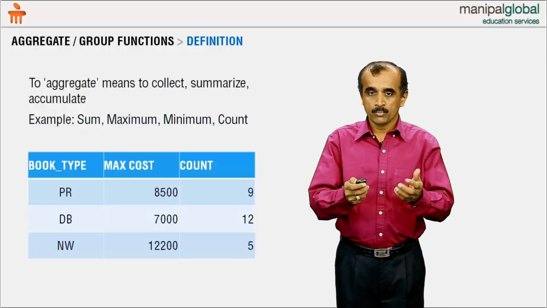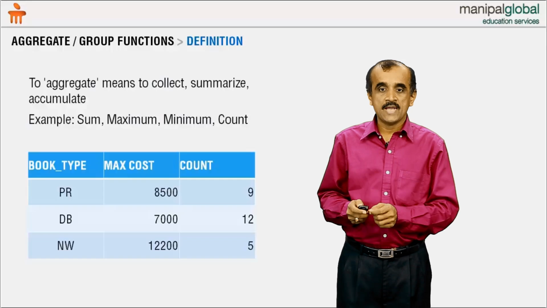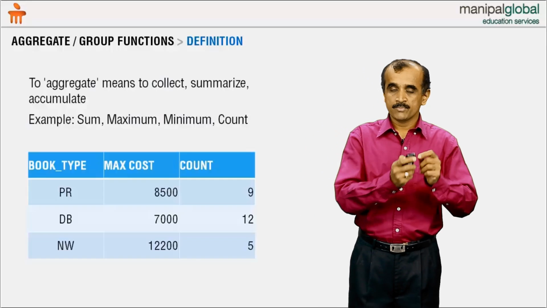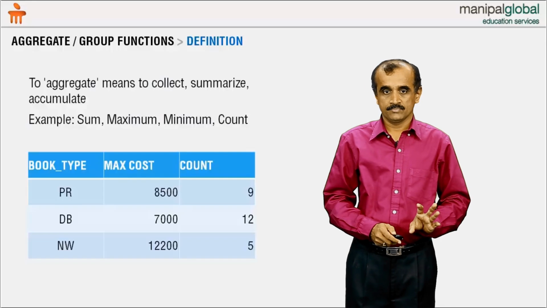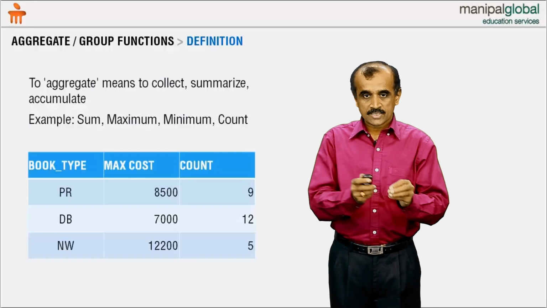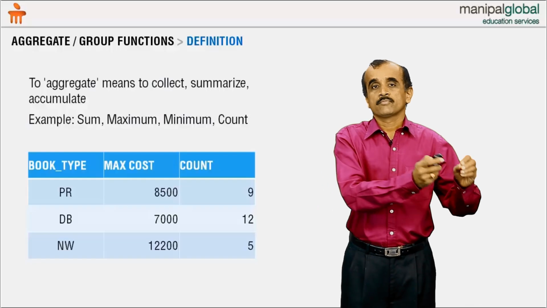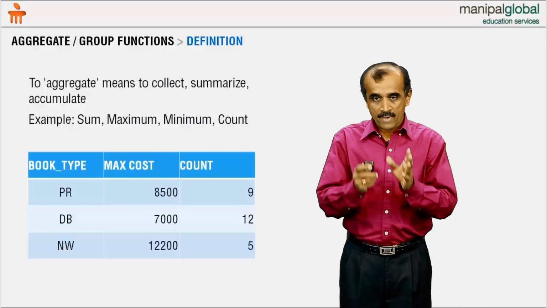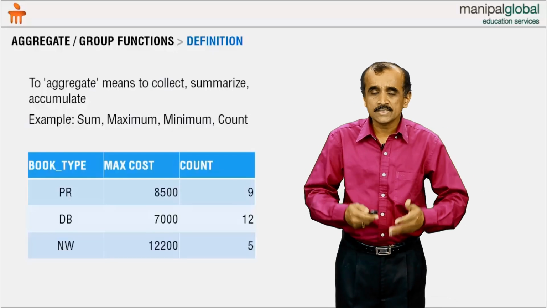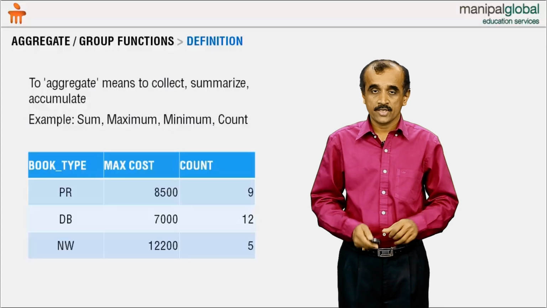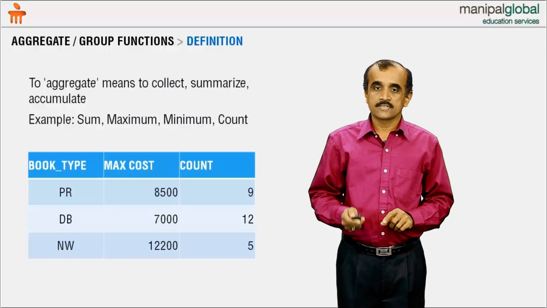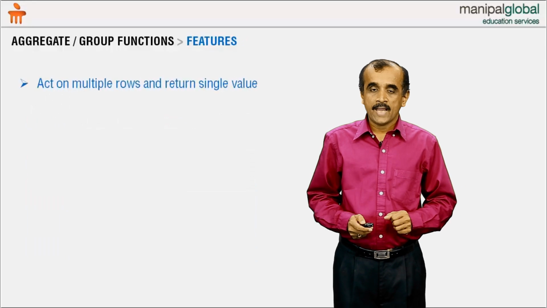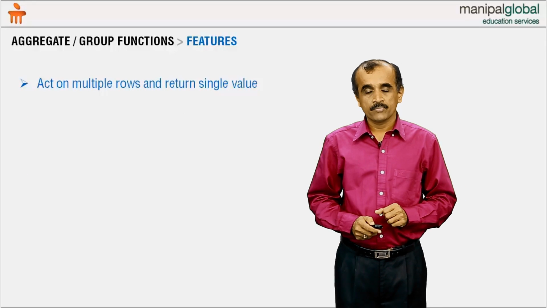As you can see here from the books perspective, book type PR, among the PR the maximum cost is 8500. How many PR type of books do we have? 9. DB, what is the maximum cost? 7000. How many do we have? Say exam 12. So, max cost, count. This is a kind of aggregation that I am doing. Irrespective of the number of rows, an aggregate function returns me one result or one value. They act on multiple rows and return a single value.